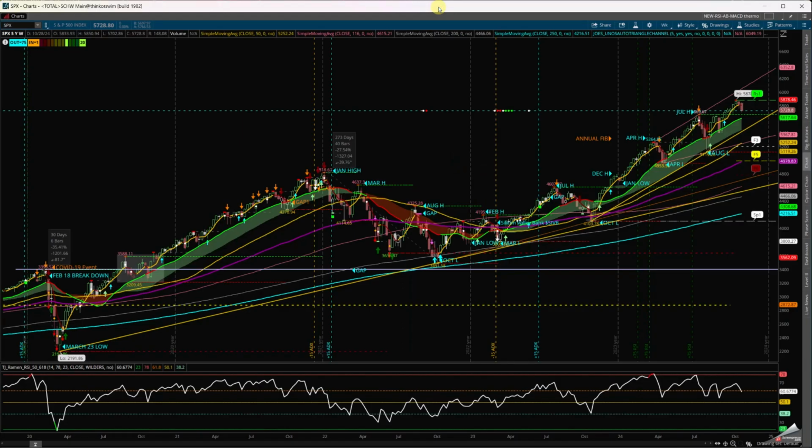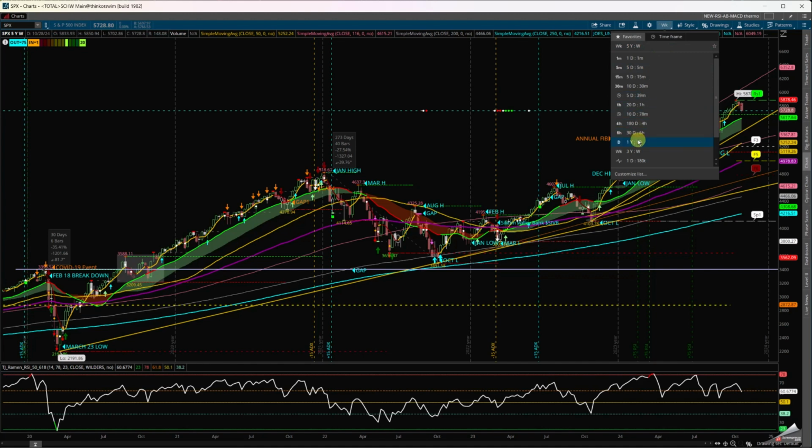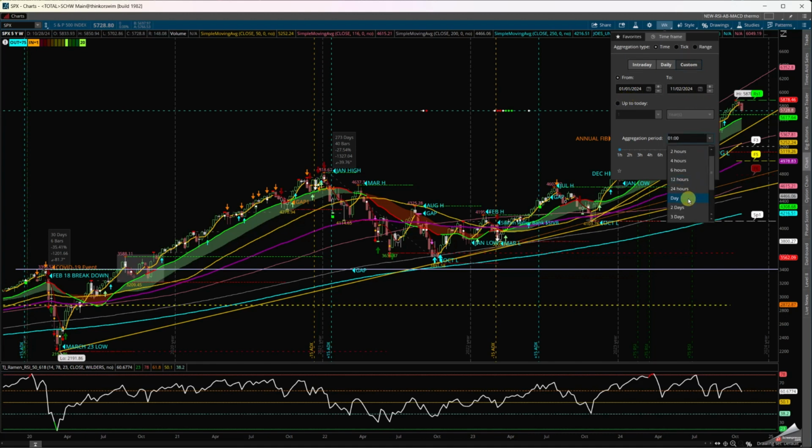Let's go to the first, the S&P 500. I have it up here, but what I want to do is move it from the weekly to the daily chart. We're going to go time frame, we're going to do custom, from the beginning of the year till the end of the year only. I want to show the daily.